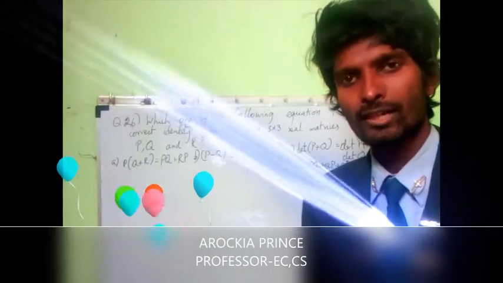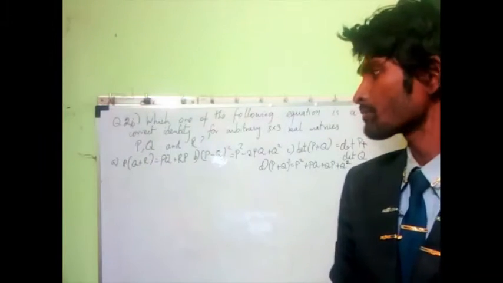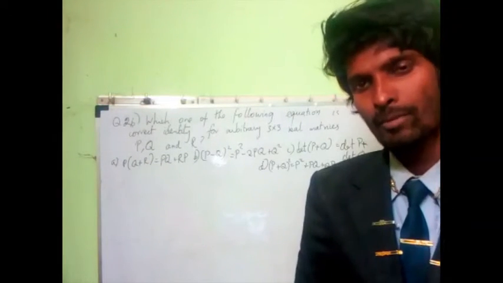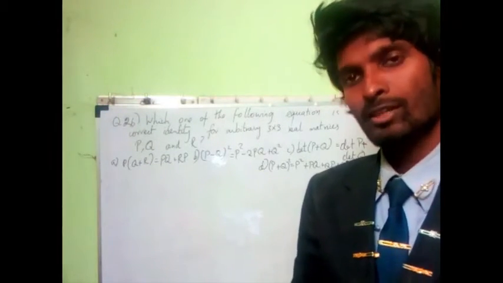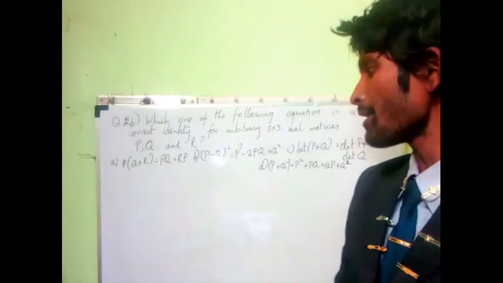Welcome back everybody to the next question. They have asked which of the following equations is right for the identity for matrices, 3 cross 2 matrices, is it right? So from the options we have to select. Given 4 options, option A.